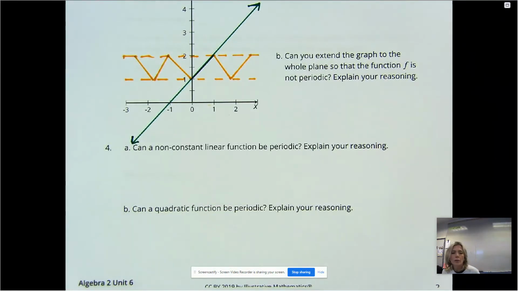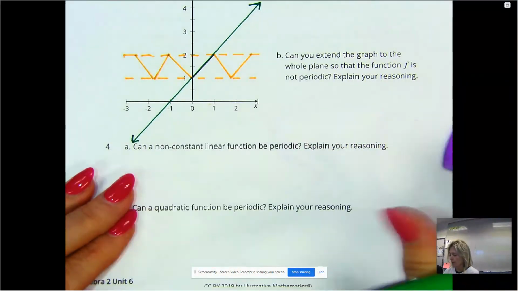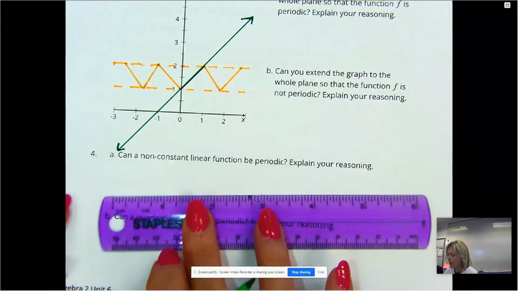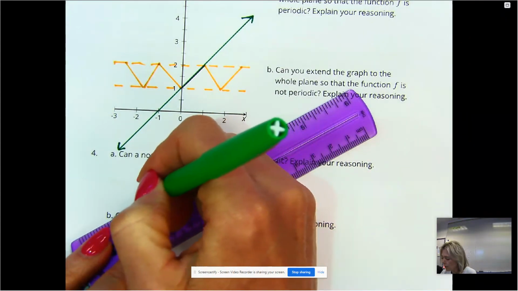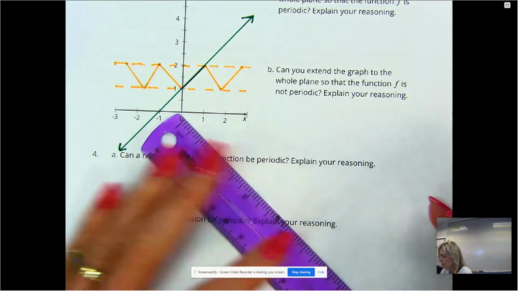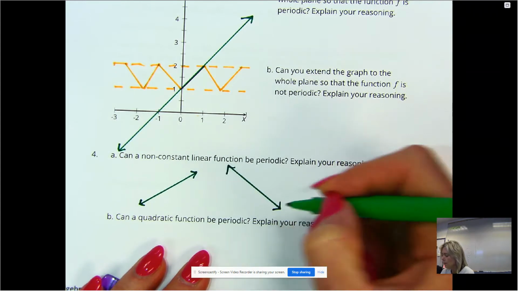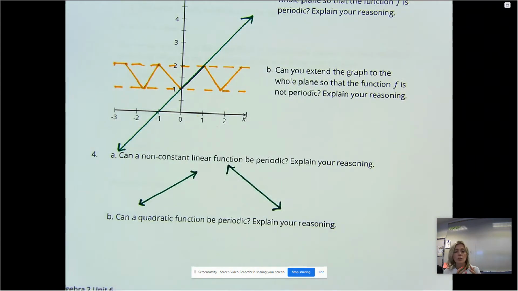Number 4, can a non-constant linear function be periodic? Explain your reasoning. A constant linear function would be a line that is horizontal. A non-constant would be any line that has a slope, either positive or negative. So it's asking, can these be periodic? And again, the answer is no, because you're not going to have output values repeat over and over.